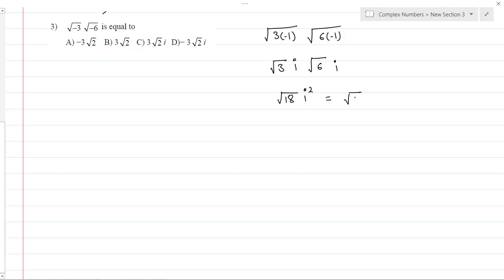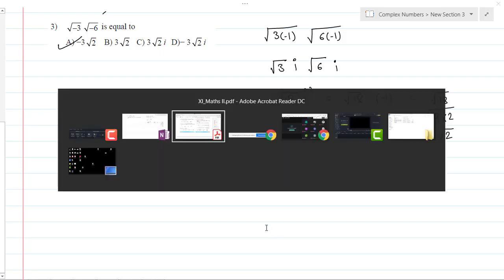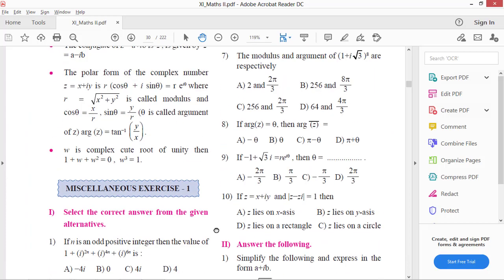Okay, so root 18, i square is nothing but what? It's minus 1. So this becomes minus root of 18, which is nothing but the root of 9 into 2. So if I take 9 outside, I will have 3 root of 2. So it's minus 3 root of 2. So what is your answer? It is option number A. Is it okay? Any problem in this? No problem. Okay, good. Let's see the next question.